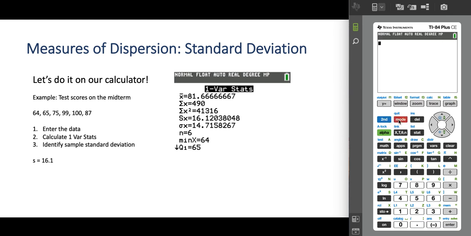Press second and quit, and we're going to press that stat key again. Use the right arrow to toggle over to calculate. We're going to do 1-var statistics again. From list 1, press enter. And the standard deviation is right here, 16.12. We rounded it to 1 decimal point, that's 16.1. So much easier to do on the calculator. Good luck!